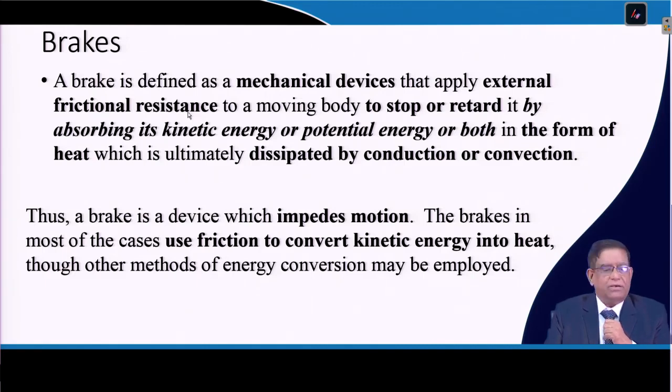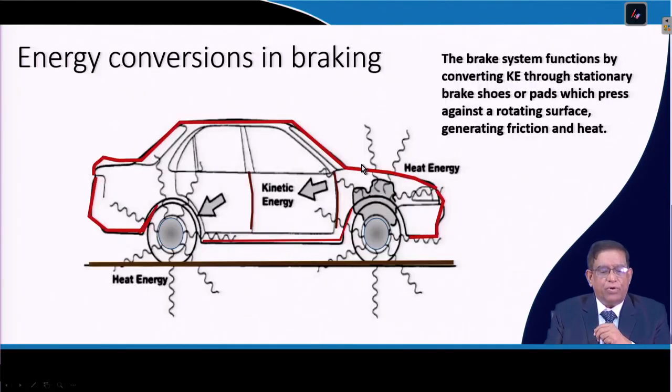Similarly, the next important component is the brake. A brake is a mechanical device that applies external frictional resistance to a moving body to stop or retard it by absorbing its kinetic energy or potential energy or both. So brakes are a very important component. You can see the energy conversion that takes place in a brake. When a car is moving, it has a lot of kinetic energy, then you apply the brake, and this kinetic energy is dissipated as heat energy, and ultimately you stop the car.